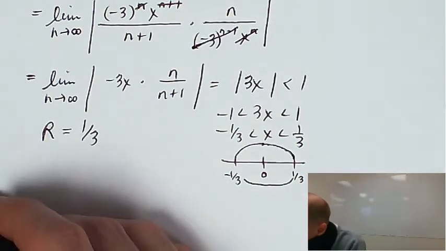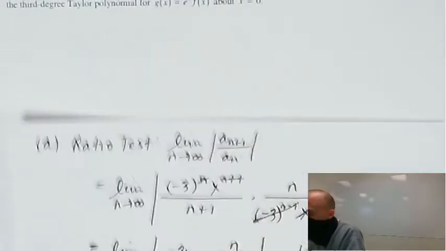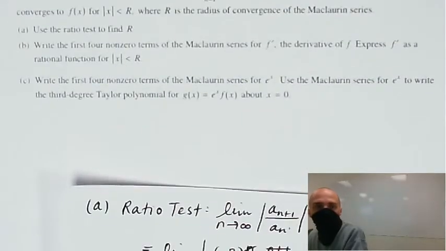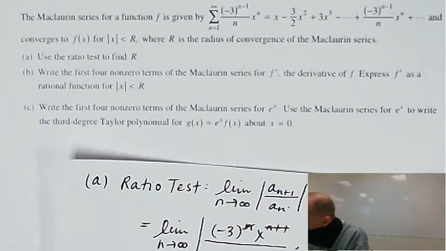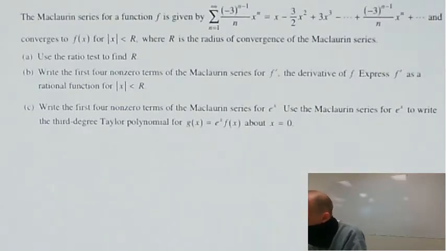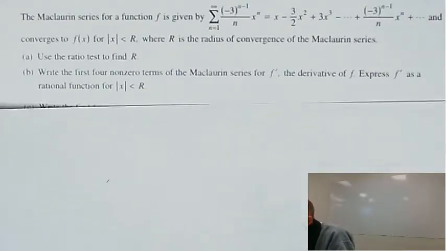All right. In part B, they're going to say, write the first 4 non-zero terms of the Maclaurin series for f prime of x. Well, I'm going to take that term by term. I'm going to actually, since I don't think I need that anymore.